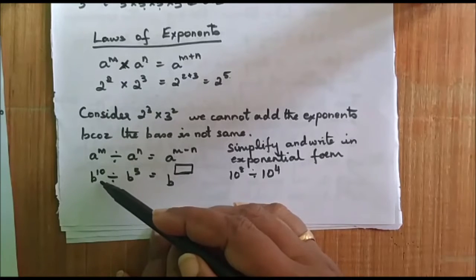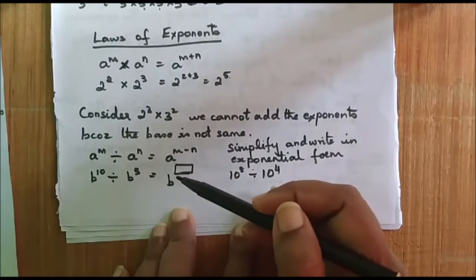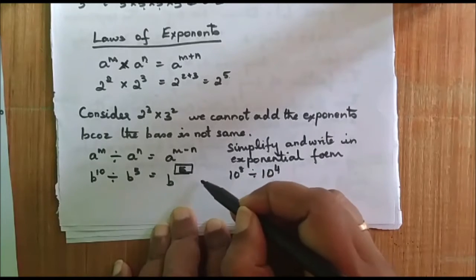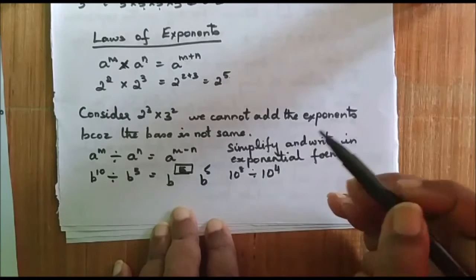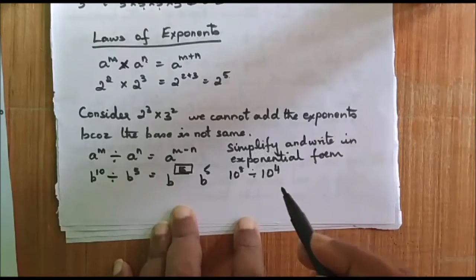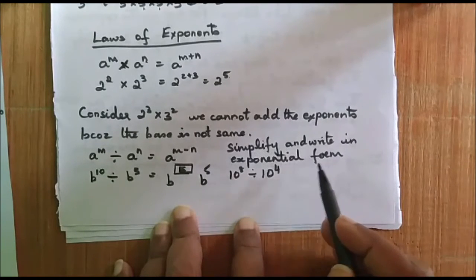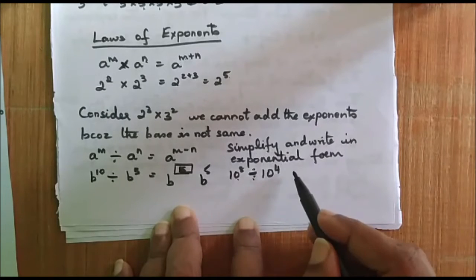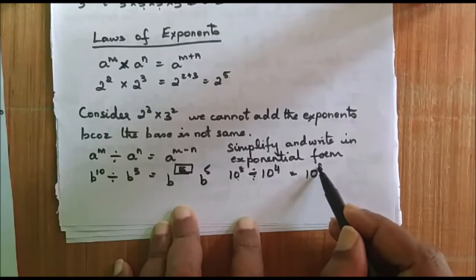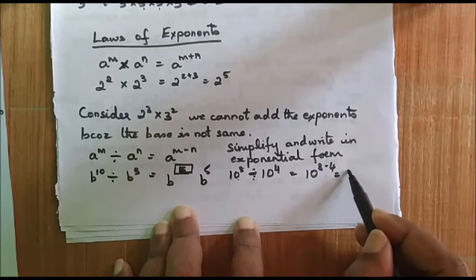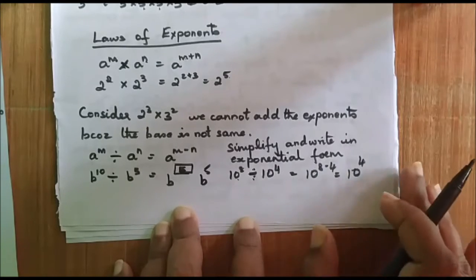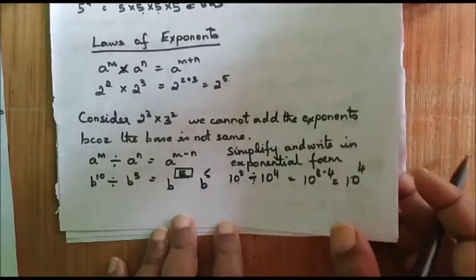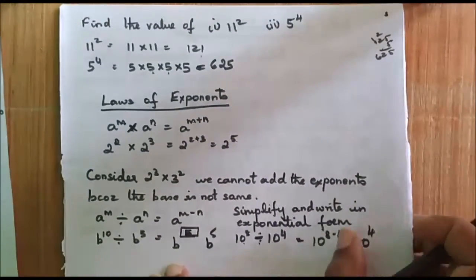So here, b power 10 divided by b power 5. What is it? 10 minus 5 is 5. So the answer is b to the power 5. Now simplify and write in the exponential form. 10 to the power 8 divided by 10 to the power 4, which is nothing but 8 minus 4, which is equal to 10 to the power 4. This is how we solve the exponents using the laws of exponents.